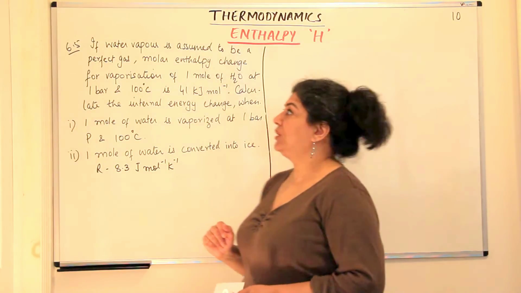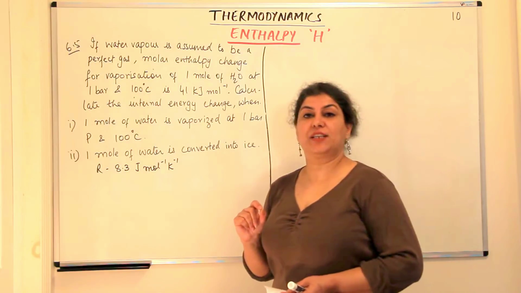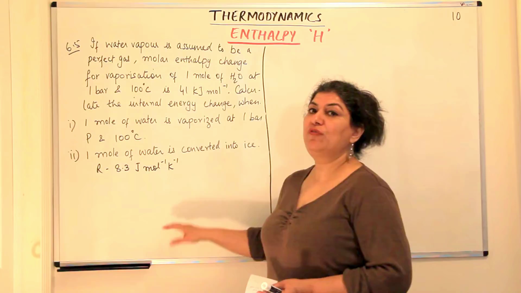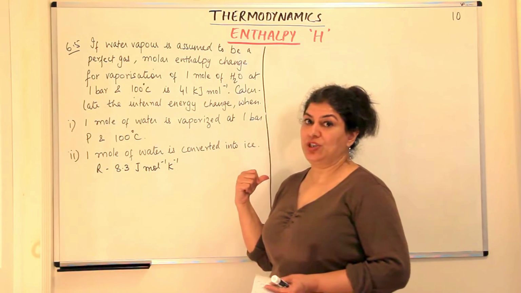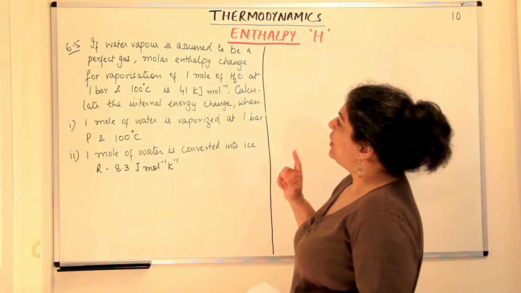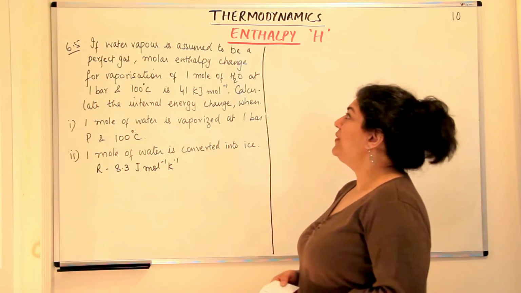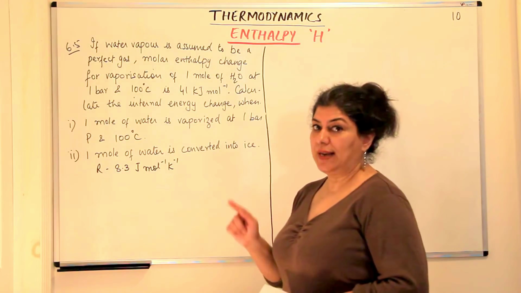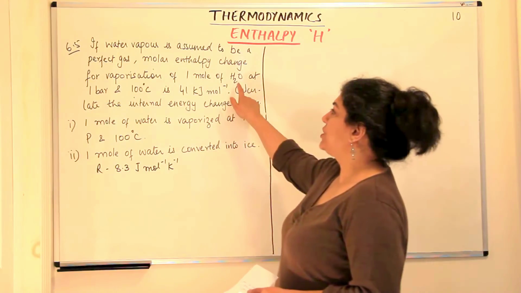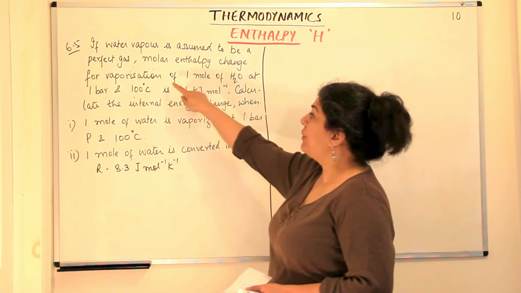Let us just read what the question is. If water vapor is assumed to be a perfect gas, when he says perfect gas, it means we're talking of an ideal gas. And therefore, we would be using this last equation that we just did. So, the molar enthalpy change, that is delta H, for vaporization of 1 mole of water. It means what is happening? Liquid water is turning into gas, it is vaporizing.